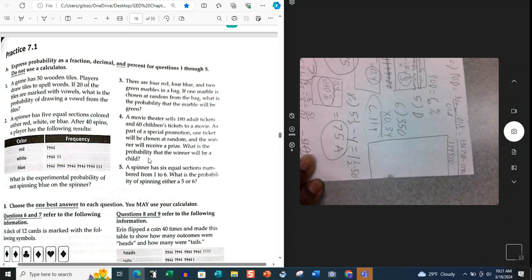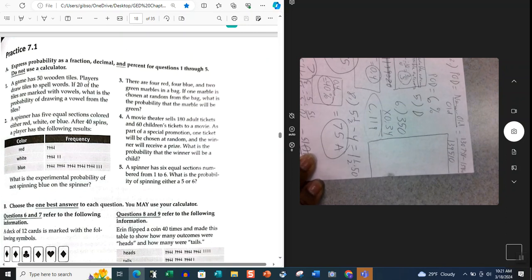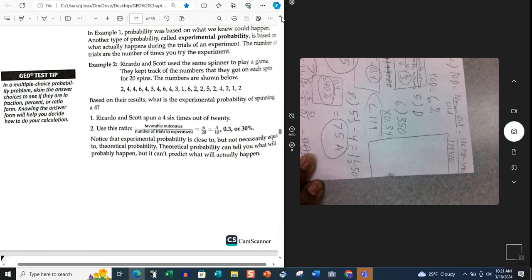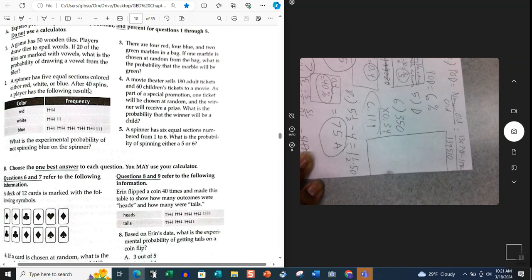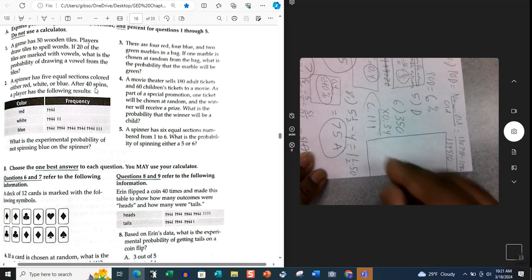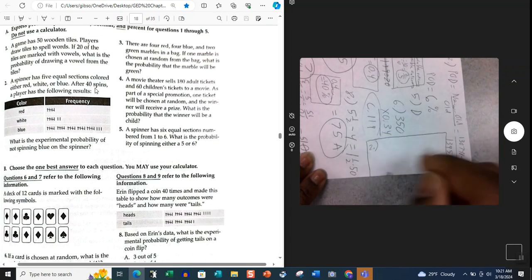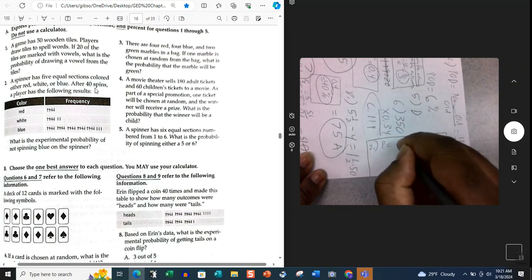Okay, so now they did 40 spins, so that's the total amount of, let me see how they worded it, number of trials in the experiment. I got to get used to this too, because I'm used to saying total amount of outcomes. So it's number of trials in the experiment. So since you did 40, that would be your denominator. So problem number 2, you have the probability your denominator would be 40.